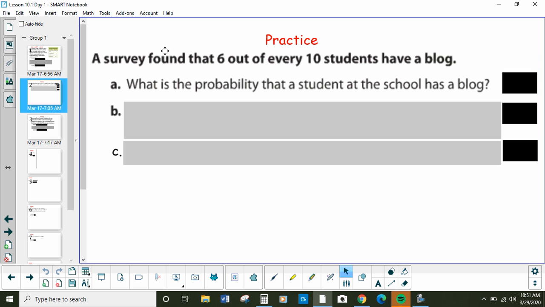So what's the probability that a student at the school has a blog? Well, 6 out of 10. 6 out of 10 means 6 over 10. Having a blog is a desired outcome. 10 is the total. 6 divided by 10 is 6/10. Or in other words, there is a 60% chance. 60% of students have a blog at the school.